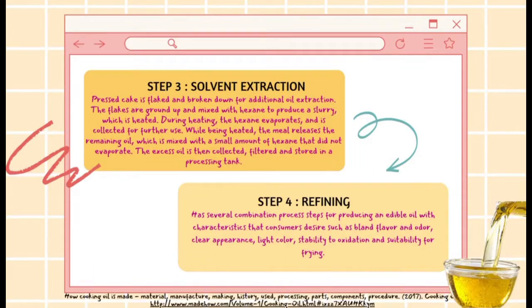Fourth step, refining. Refining has several combined process steps for producing an edible oil with characteristics that consumers desire, such as blend flavor and odor, clear appearance like color, stability to oxidation, and suitability for frying.